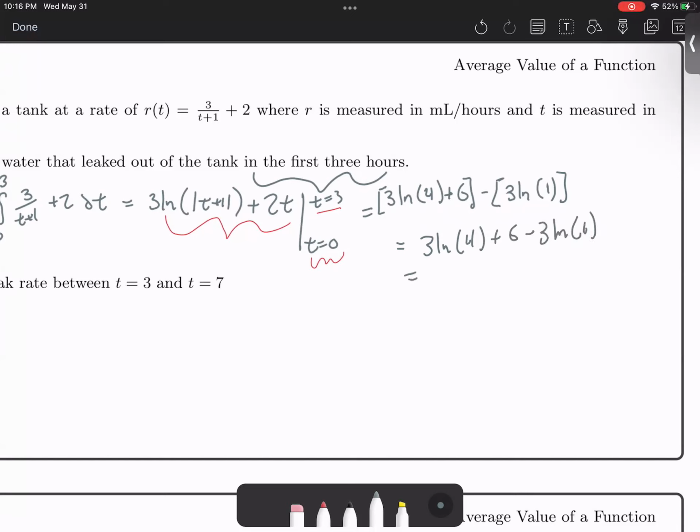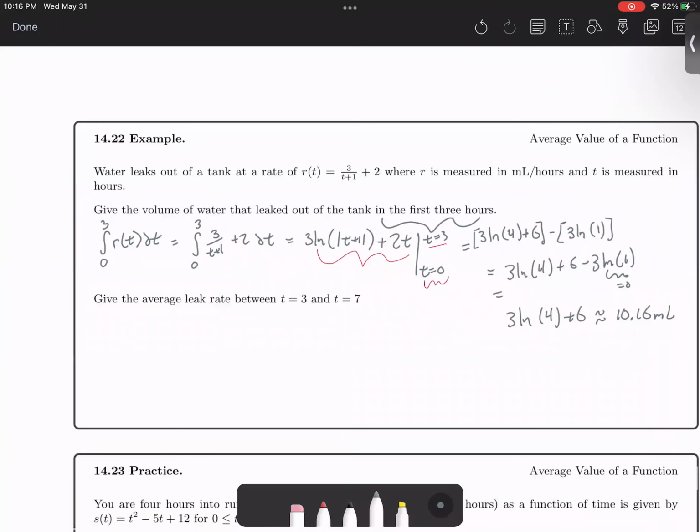Before we go to a calculator, natural log of 1 is just 0. So this is 3 times the natural log of 4 plus 6, which we can approximate to be about 10.16. So if the rate was in milliliters per hour, this is now just measured in milliliters. So 10.16 milliliters leaked out during the first 3 hours.